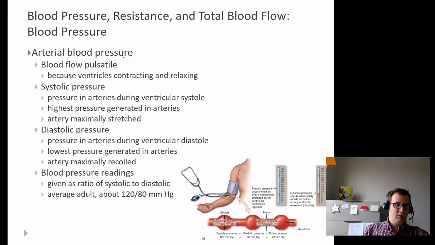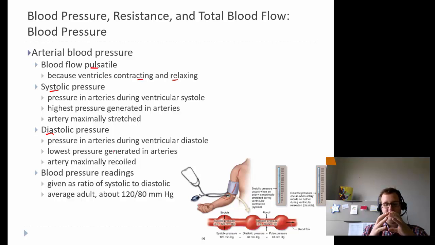So arterial blood pressure is what we use to measure it. It's the blood pressure in our arteries, and this is pulsatile, which means it goes up and down. This occurs because our ventricles are either contracting or relaxing. Whenever our ventricles are contracting, we're going to call this systolic pressure, which is our highest pressure. And if our ventricles are relaxing, we're going to call this our diastolic pressure, which is whenever our arteries are receiving their lowest amount of pressure and they are recoiling.